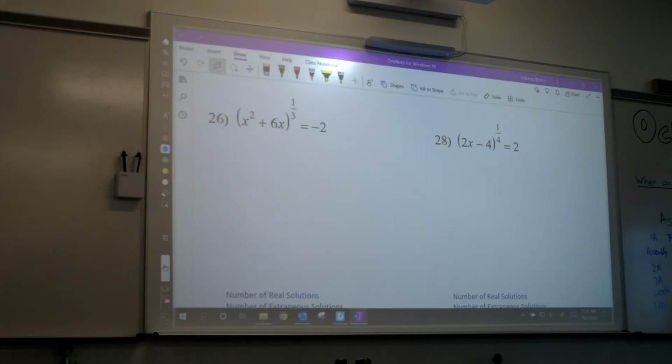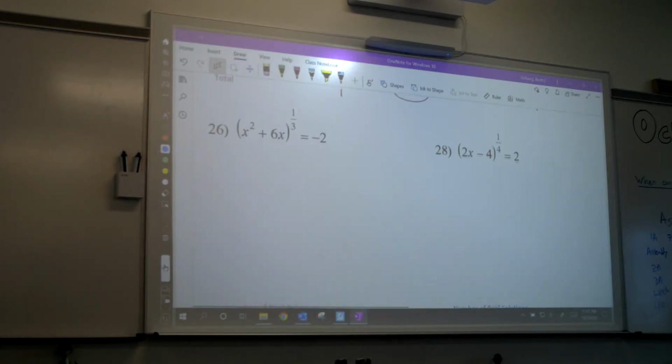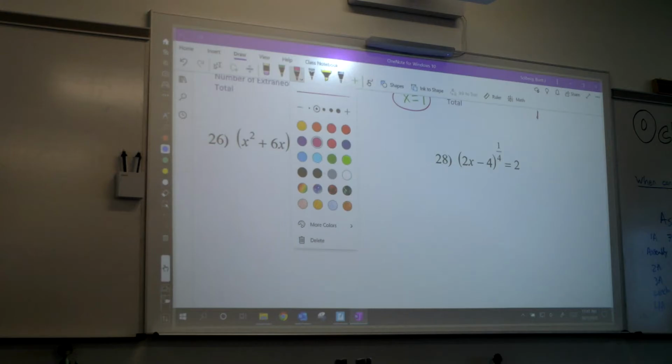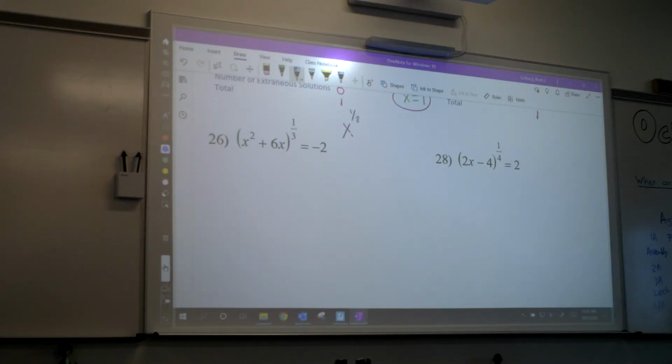Yes. Alright, let's go to 26. So guys, if a 1/2 power meant square root, what does a 1/3 power mean? Cube root. Yeah. So I'm going to write that over to the side, and I'm going to use my fancy pen here. Let's see how it works. So if I see x to the 1/3, that really means the cube root of x.